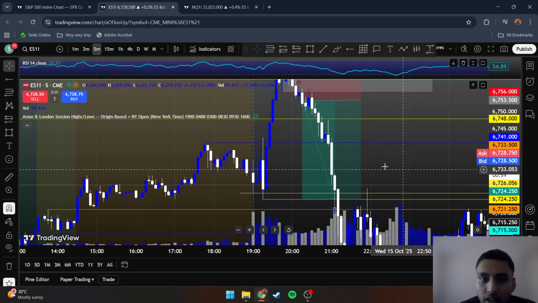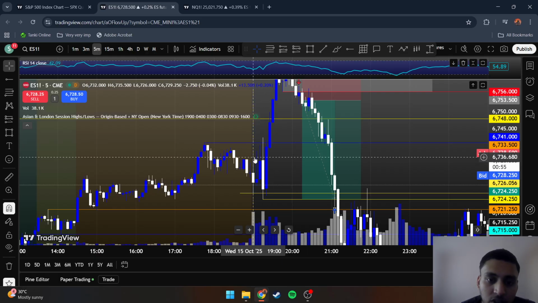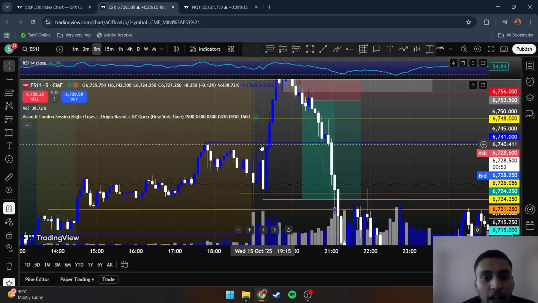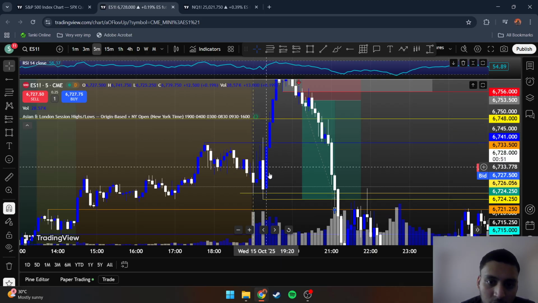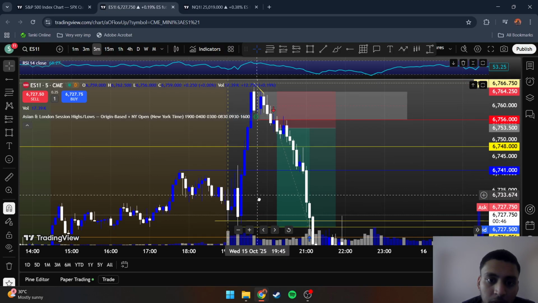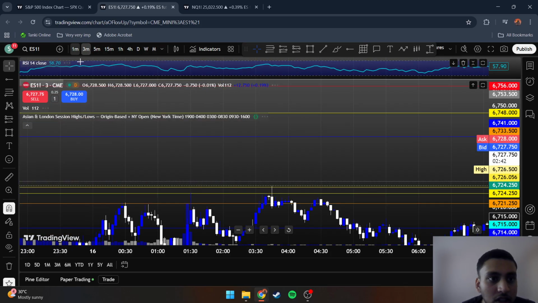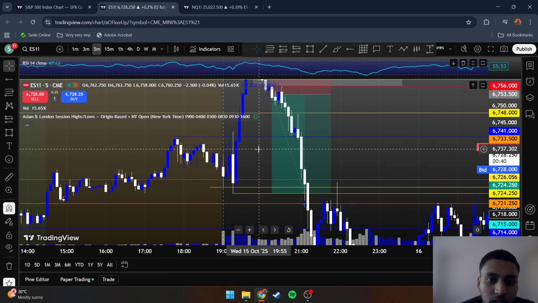Instead, you see this sweep right here. This was the London session high previous to New York market open, and it swept this liquidity, right? I would have gone short here, but again I would have got stopped out. Why didn't I go short here? Because I did not see a good entry point.